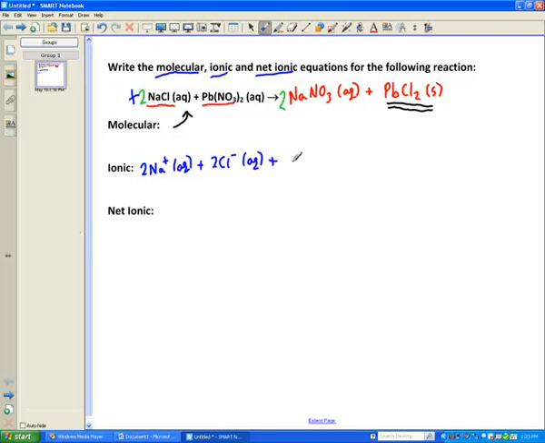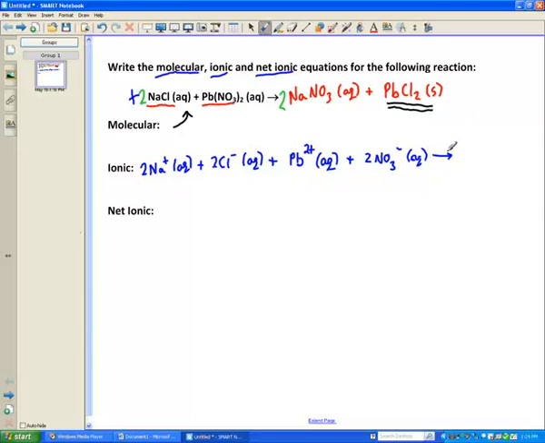And then I have my lead as well. We said before the lead was 2 plus, so that's Pb2 plus. That's also aqueous again because lead nitrate is soluble. And we have 2 nitrates from that, NO3. Nitrate of course has a charge of -1. As we said before, that's also aqueous.